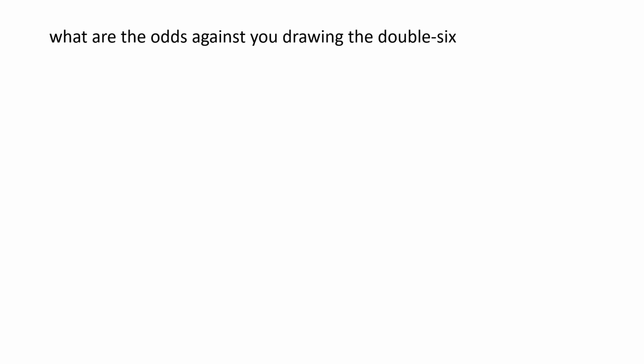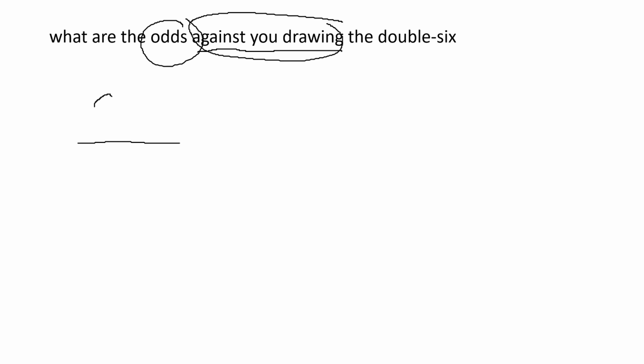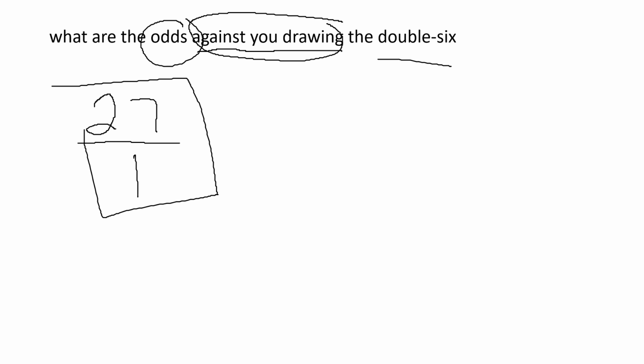So pay attention when you have some word problems like this, because this is what are the odds against you drawing the double 6. So against you drawing the double 6 means you draw anything but the double 6. So it's the odds, so it's what I want over what I don't want. And if I don't want the double 6, then that means there are 27 options that are not the double 6. Then what I don't want in this case, because of that wording against you, is the double 6, and there's only one of those. So the odds against drawing a double 6 is 27 over 1.